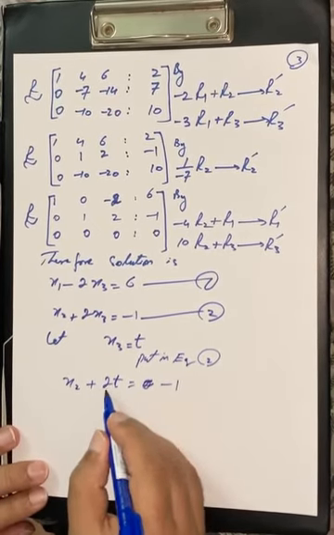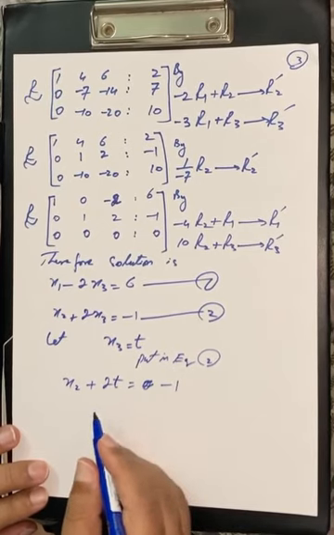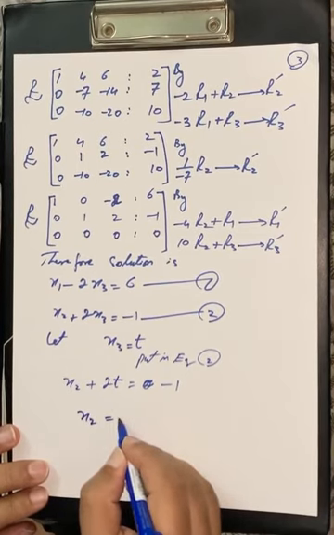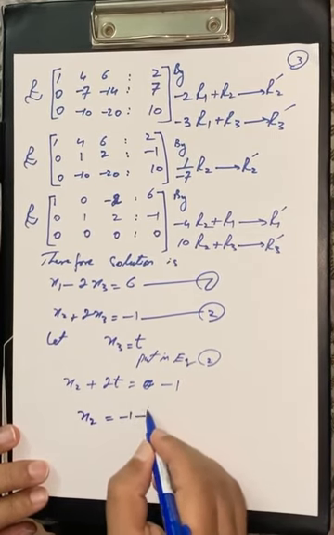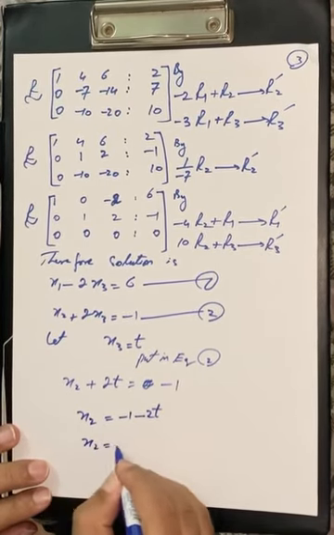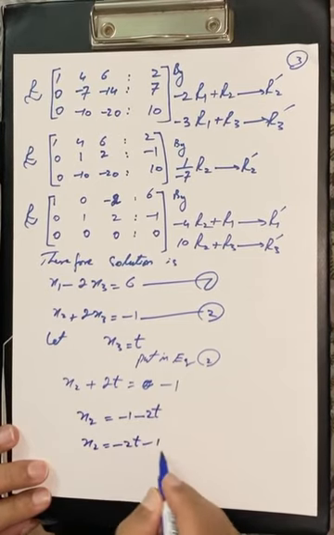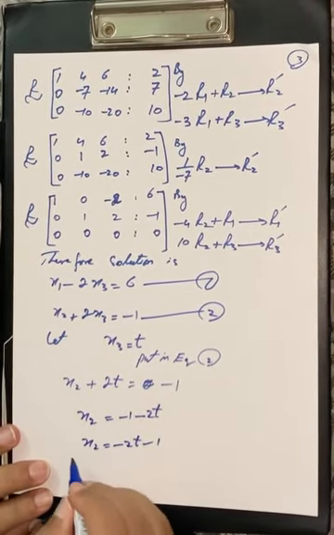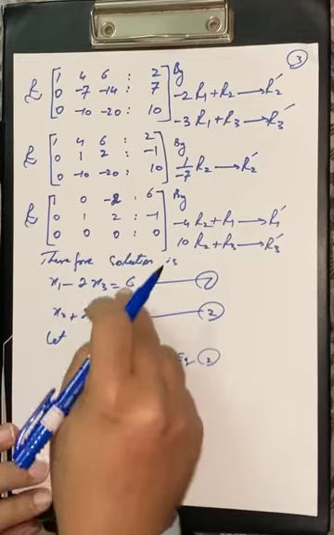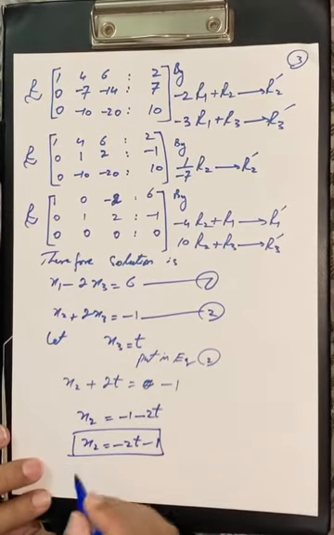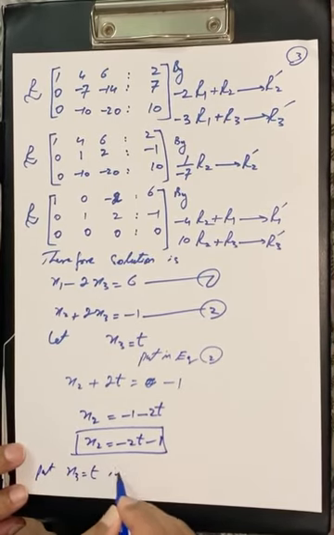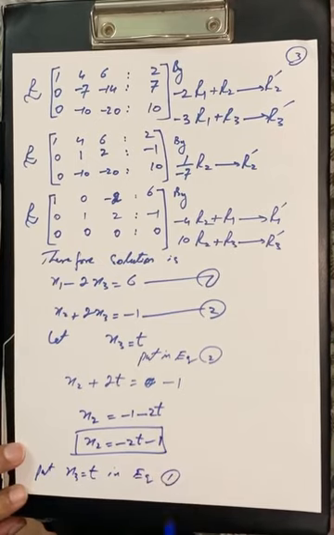I want to bring this 2t to the other side. x2 equals minus 1 minus 2t. We arrange this as x2 equals minus 2t minus 1; we write t first and then the constant after that. This is my x2 value. After that, I want to put x3 in equation 1. So first we put in 2, then in 1. Put x3 equals t in equation 1.